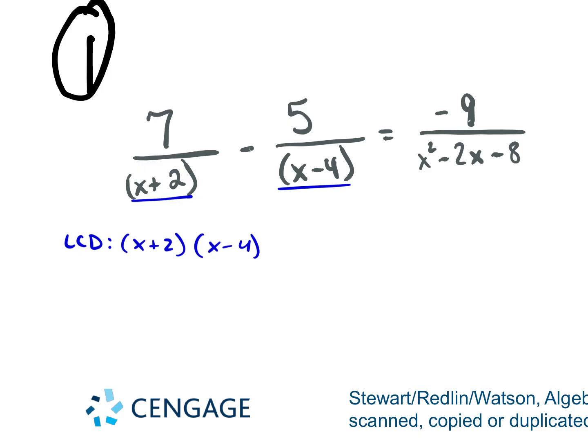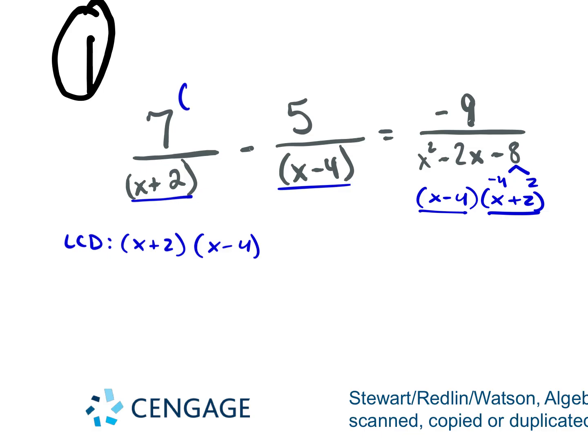Let's factor our third denominator. What are two factors of -8 that add to -2? -4 and 2. So we have x minus 4 and x plus 2. We already have an x minus 4 on our list, so we don't need to write it again. And we already have an x plus 2 on our list, so we don't need to write that again. So our least common denominator is just x plus 2 times x minus 4.